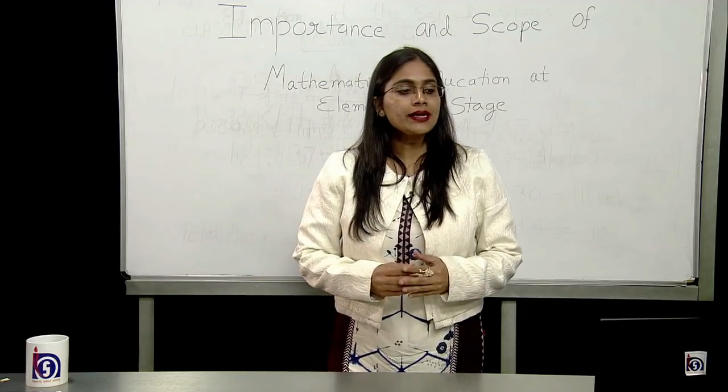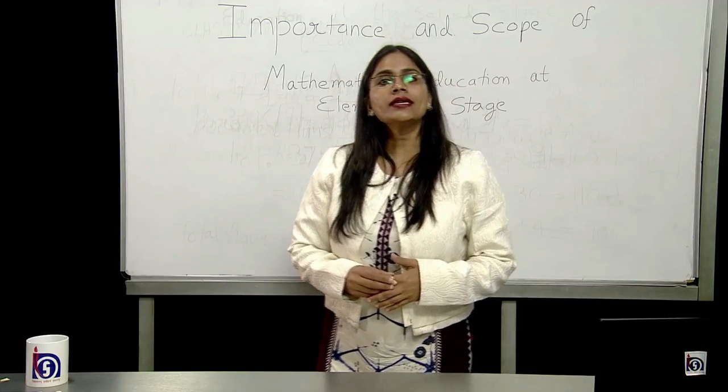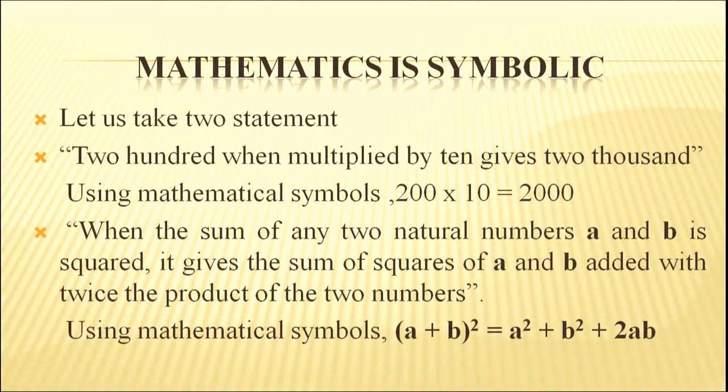Next is mathematics is symbolic. Let us take two statements. First is 200 when multiplied by 10 gives 2000. Using mathematical symbols, we can show it as 200 into 10 equals 2000.